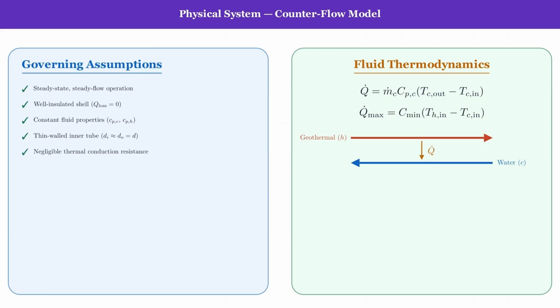The schematic confirms the counterflow arrangement. Geothermal hot water, shown in red, flows from left to right. Cold water, shown in blue, flows in the opposite direction, from right to left. Heat Q dot transfers continuously from the hot stream to the cold stream across the tube wall. This opposing flow direction is what makes counterflow the most thermodynamically efficient configuration, and it is what allows the analytical expressions for the NTU method to take their most compact and elegant form.